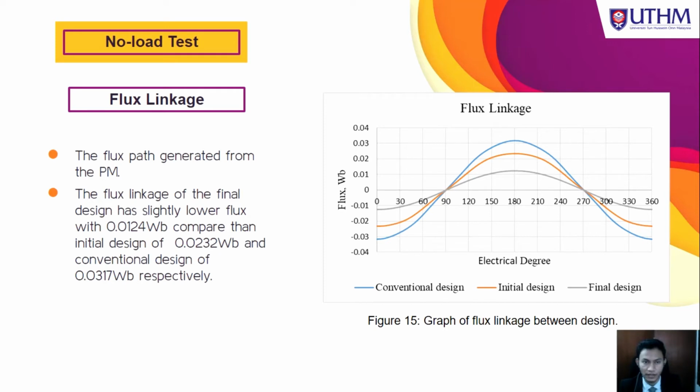The flux linkage is the flux generated from the permanent magnet, where there is no current injected into the motor. Figure 15 shows the graph of the flux linkage between the designs, which are conventional, initial, and also the final design. From the analysis, the final design has slightly lower flux with 0.0124 Weber compared to the initial design of 0.0232 Weber, and the conventional design produces 0.0317 Weber respectively.